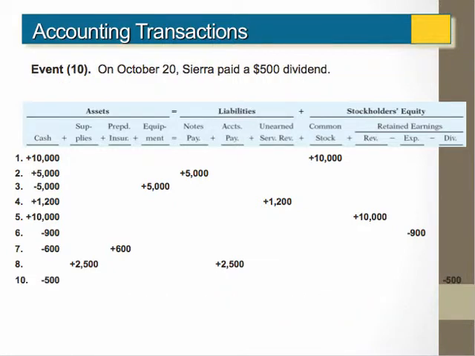Event number 10, on October 20th, Sierra paid a $500 dividend. A dividend paid in cash is going to decrease our cash account. Also, remember in our retained earnings equation, dividends decrease retained earnings. That's the reason why you see a negative $500 under the dividends column.